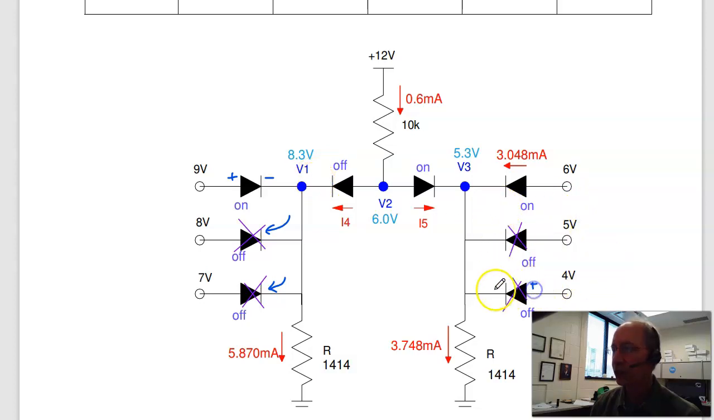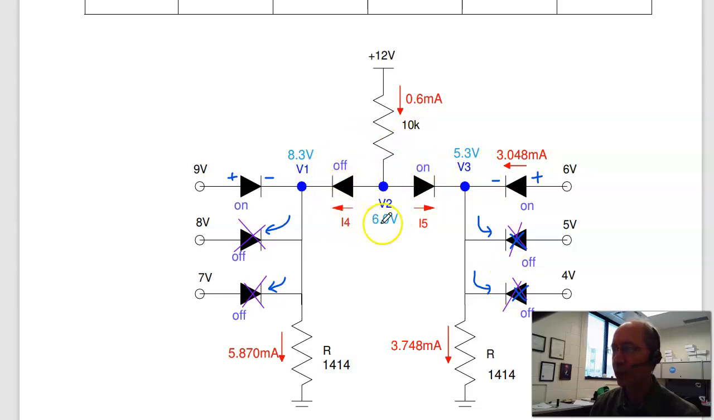Over on the right-hand side, same logic. If the 4-volt diode is turned on, I'm at 3.3 volts. And that doesn't work because I have more than 0.7 volts across this diode, it turns on. And I can't have two diodes turned on. So, if I assume this diode is turned on, I get 6 minus 0.7, 5.3 volts. And that's trying to push current backwards through this diode, it turns off. Trying to push current backwards through this diode, it turns off. Only one diode is turned on. So that's V1 and V3.